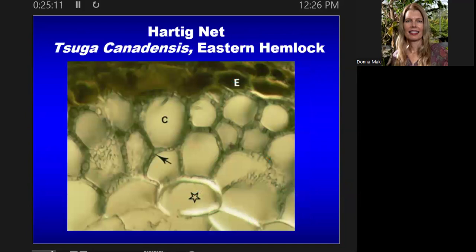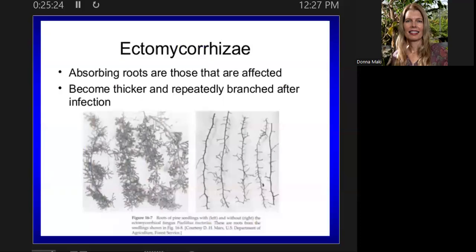Here's another image where it's not quite so bright, but you can still see the fungal hyphae, the Hartig net around the cells, and then part of the mantle. Here's a very nice difference. The roots on the left were inoculated. The soil system was inoculated with ectomycorrhizal fungi compared to the ones on the right. And so I think you can clearly see how much thicker the roots are on the left. And if you look closely, it's a little grainy, but you can see the Y shape on some of them.